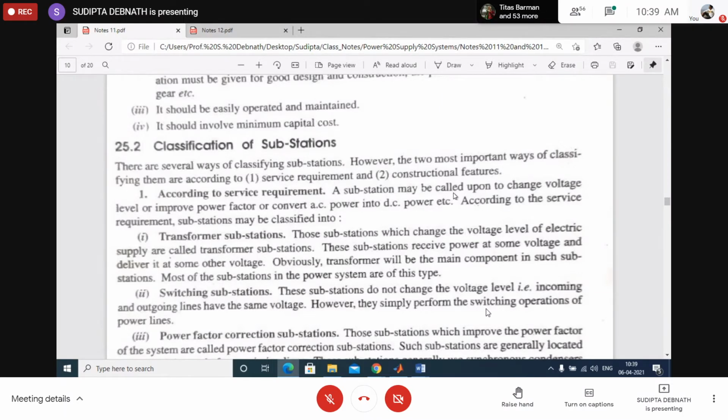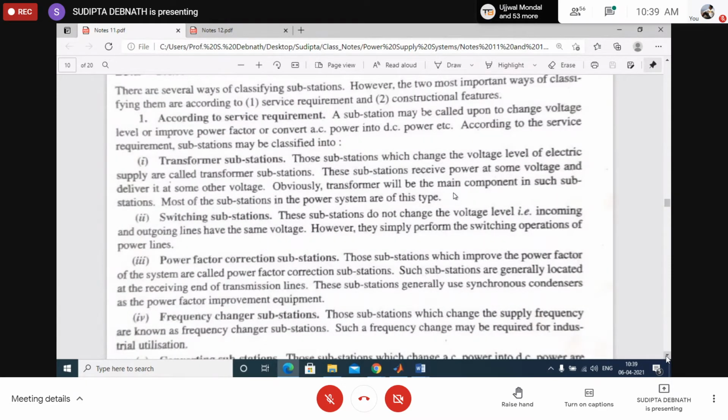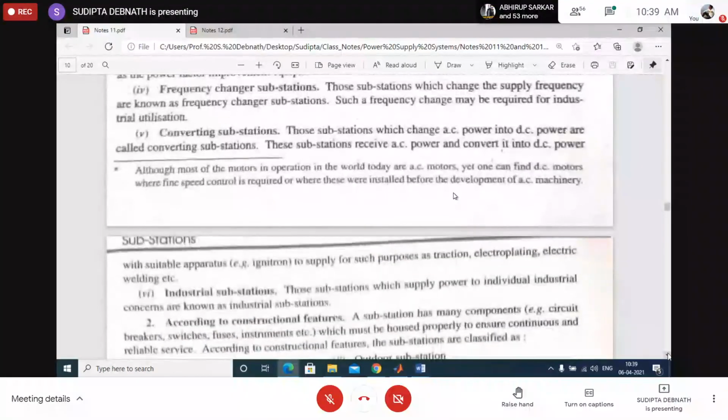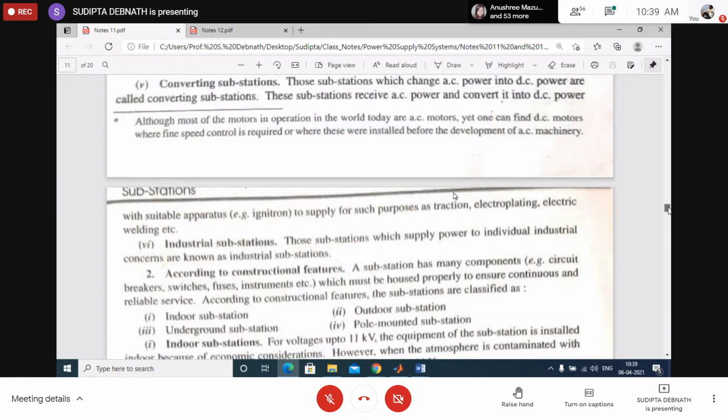Then the power factor correction substation, you know. And then the frequency changer substation, though this is not normal. This frequency change may be required for industrial utilization only, because our frequency is 50 Hz. Then the converting substation means AC to DC or DC to AC. Then industrial substations: maybe some industries require some specific voltage or some specific characteristics. So for them, specially designed substations, specified for that industry only, or customized for that industry only.